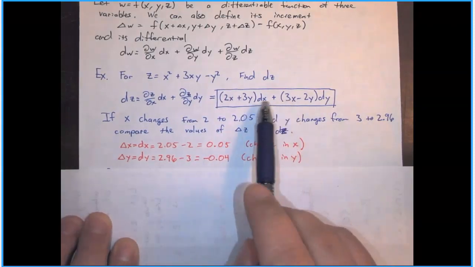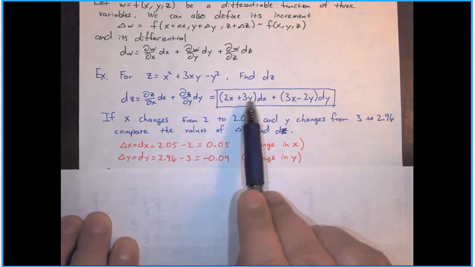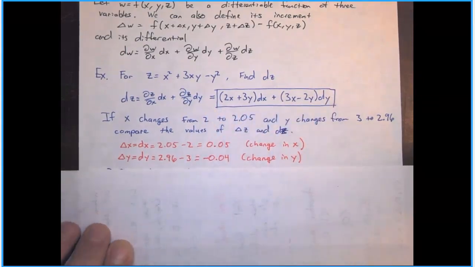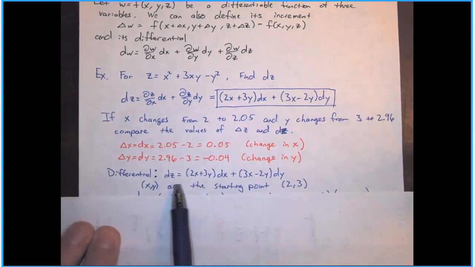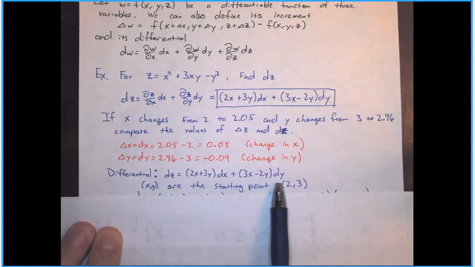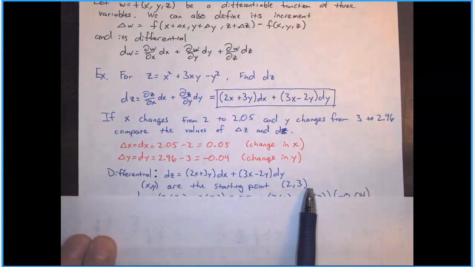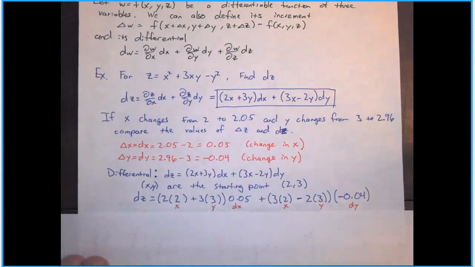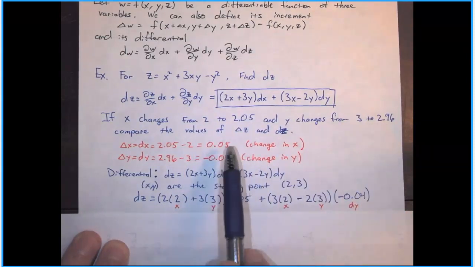So now I can go back to this formula. I know what dx is, I know what dy is. Now what do I use for x and y? For x and y, I use the original point. So again, here's my equation for the differential we found before. X and y are going to be the starting point, 2, 3. So I started at 2, 3, I moved to 2.05, 2.96, but I don't use those numbers anywhere. I use those numbers to come up with these dx dy values.